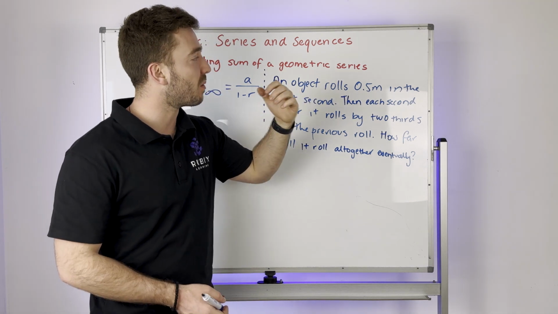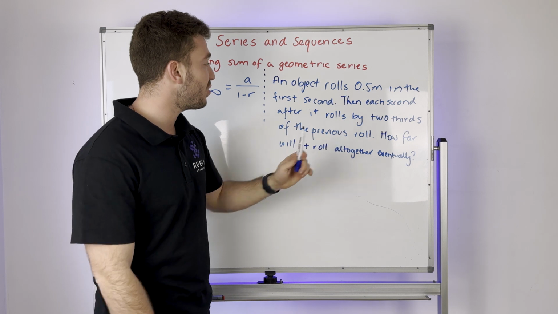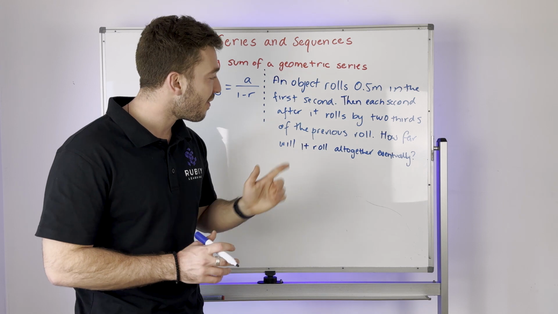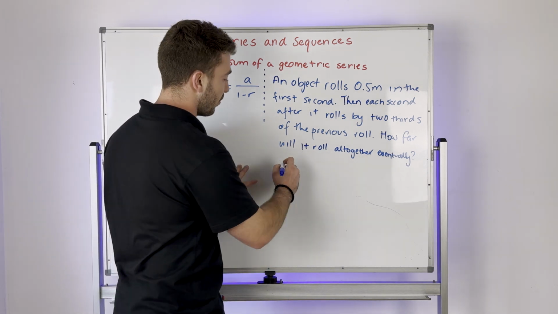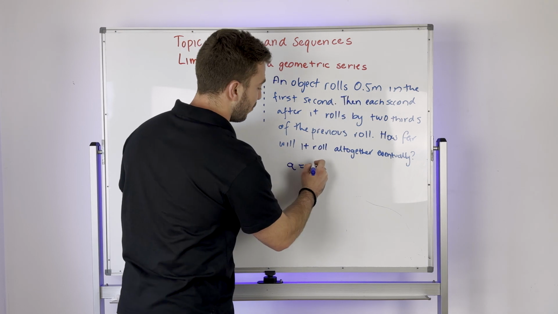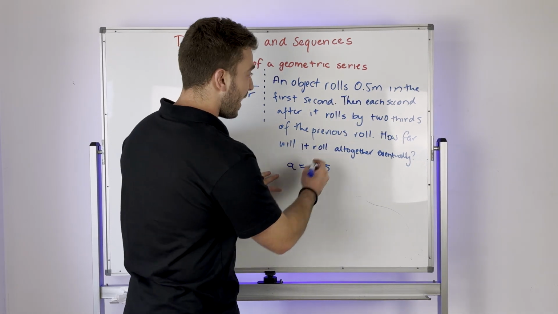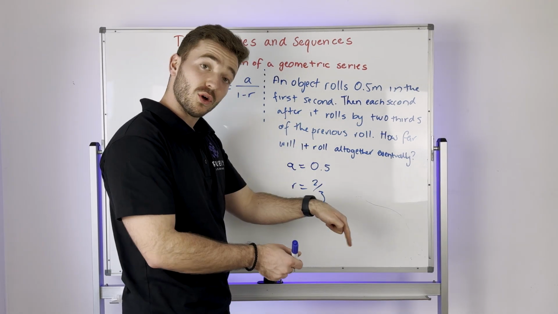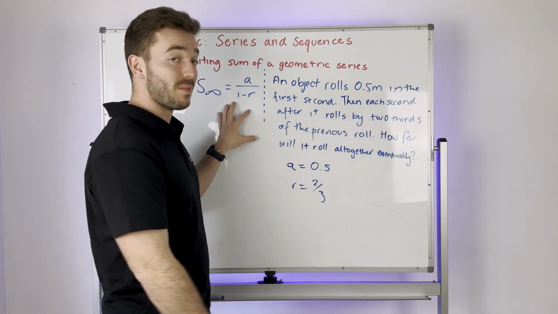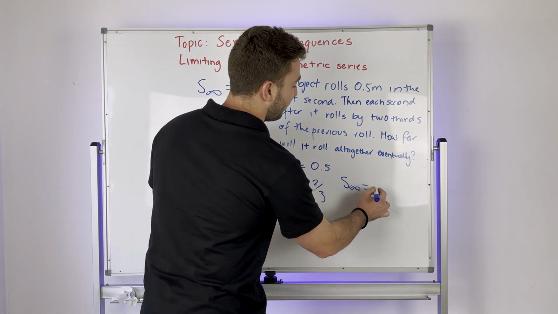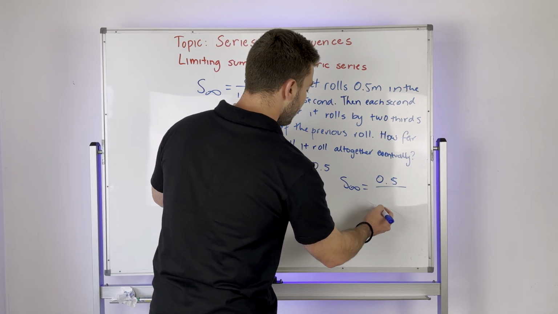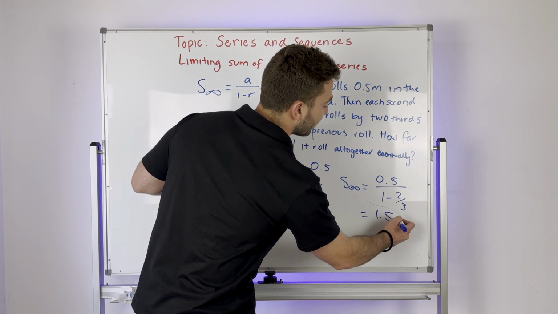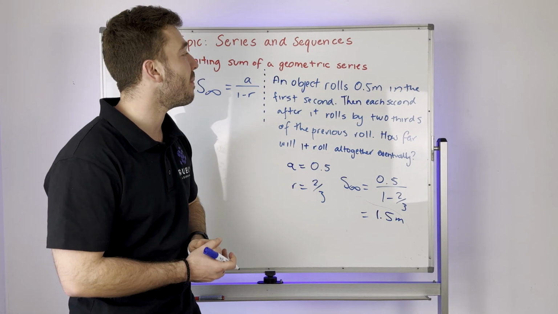An object rolls 0.5 meters in the first second. Each second after that, it rolls by 2/3 of the previous roll. How far will it roll altogether eventually? So we know our first term is 0.5 meters. We then have a ratio, the common ratio is equal to 2/3. It is 2/3 of the previous roll. All we do, we sub this into our formula. So the sum to infinity is going to equal 0.5 over 1 minus 2/3. And in our calculator, that just equals 1.5 meters. That's the limiting sum of this series.